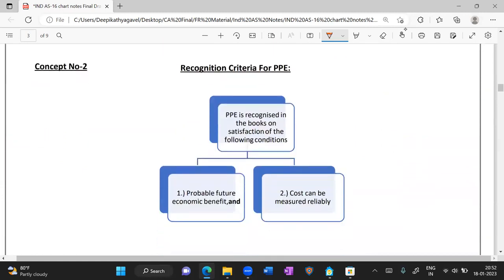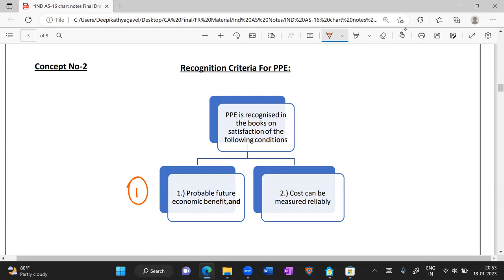Now going on to the next scenario, next concept is recognition criteria for PPE. Now I know that the PPE has satisfied the definition condition. Now whether I will recognize that particular PPE in my books or not will depend on further two conditions. The standard says there are two more conditions. The first condition is there should be some future economic benefit. Probable future economic benefit should be out of that particular property, plant and equipment.